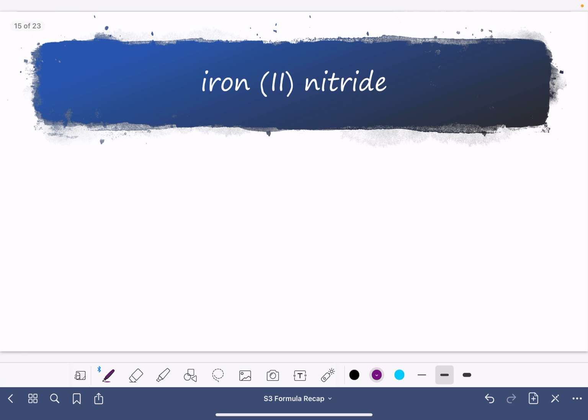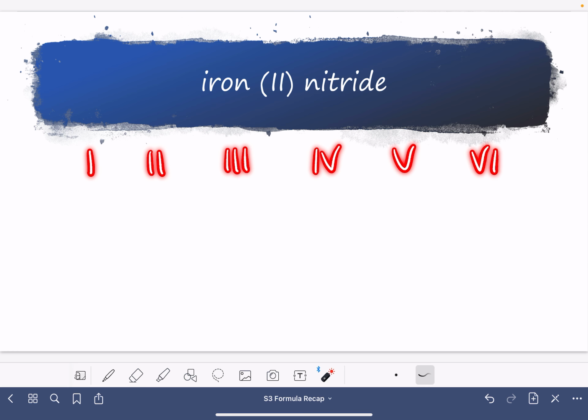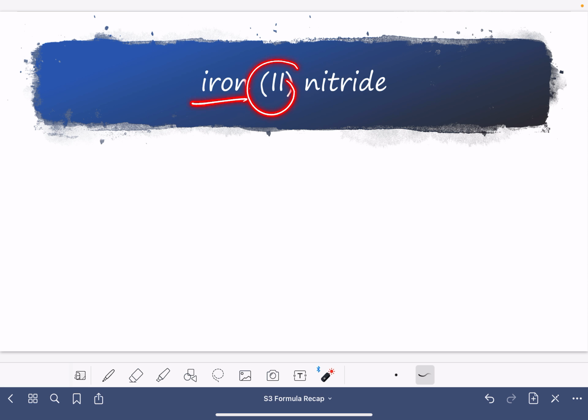Our next example has a Roman numeral here, so that's a Roman number 2. So the Roman numerals, remember, we've got 1, 2, 3, 4, 5, 6. That's really the ones that we need to know about. And we need to be given the Roman numeral because this element, iron, is a transition metal. The elements that are between groups 2 and 3 in the periodic table can have different valency. They can have more than one valency. So you need to be told what their valency is in the name.